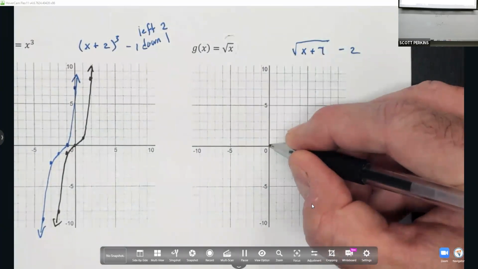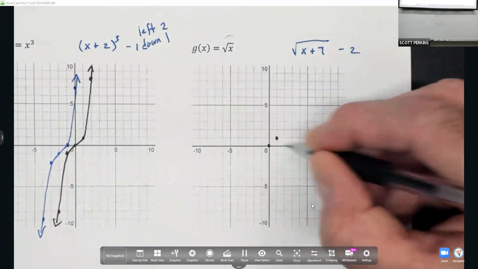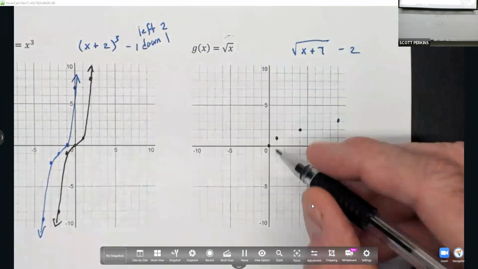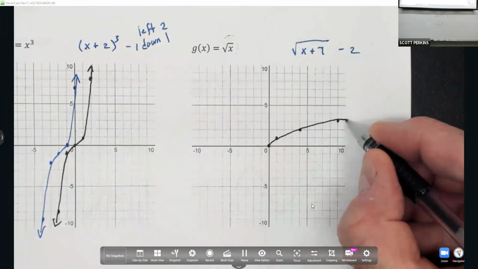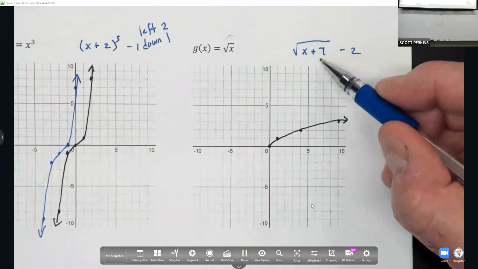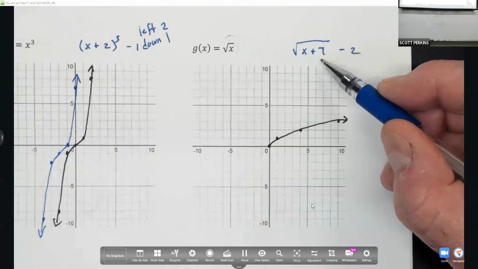Square root of 0 is 0. The square root of 1 is 1. The square root of 4 is 2. The square root of 9 is 3. So here's my basic graph right here. Once again, I did ask that we do a translated version of that graph. So the +7 does what to the graph?